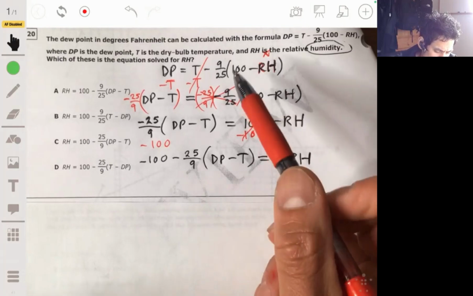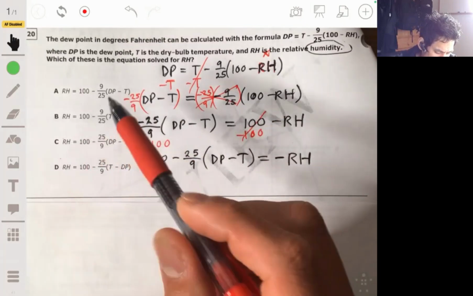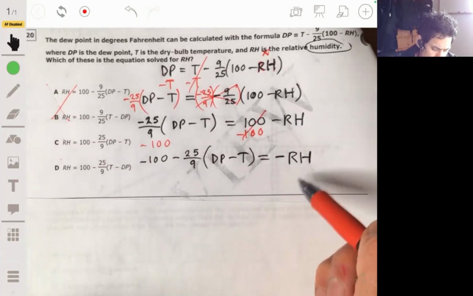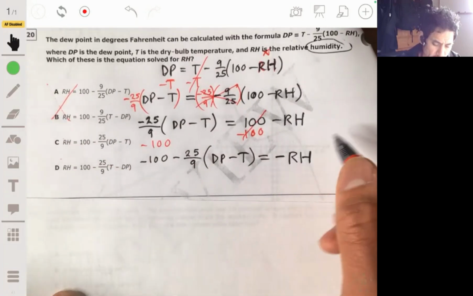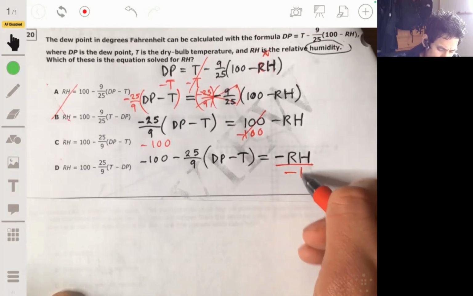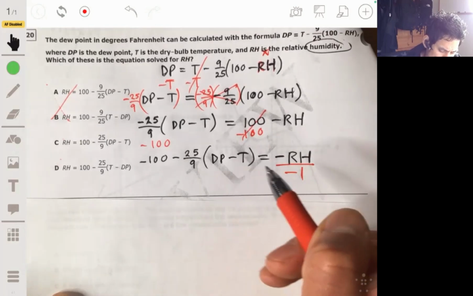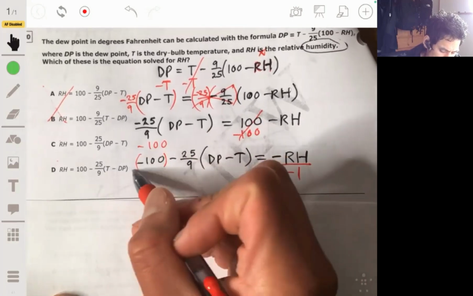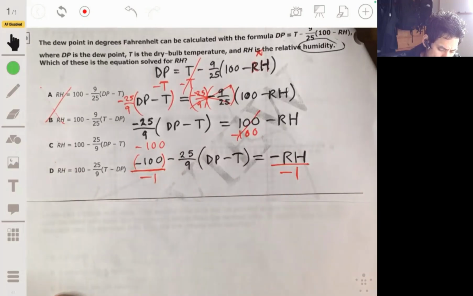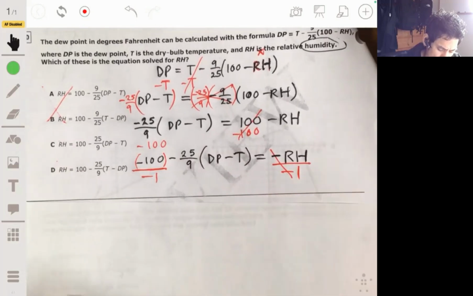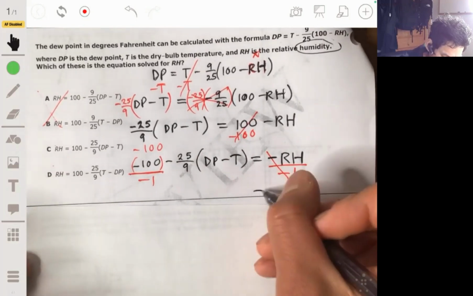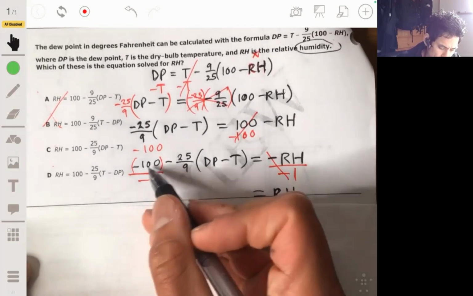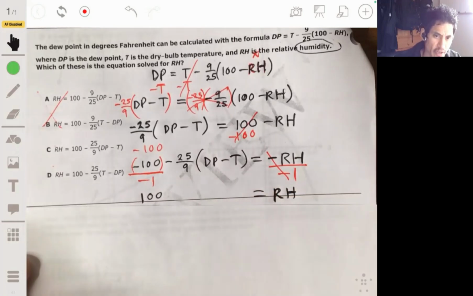Now, we know it's going to be down to C or D. It's not going to be these ones. And here we have negative RH. So we want to divide everything by -1. Let's take this one thing at a time. So we have negative 100 divided by -1. This divided by -1. So that will leave us with RH on the right. This will leave us with a positive 100 on the left.